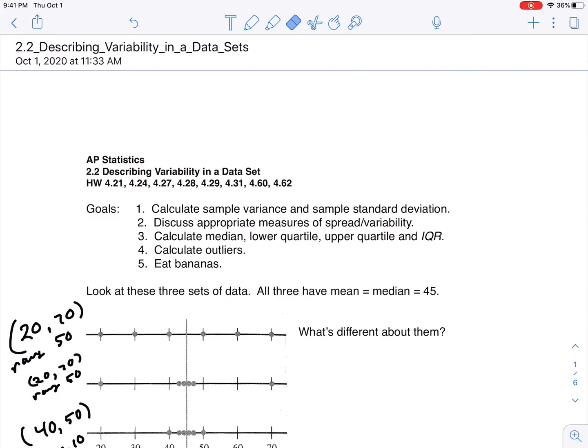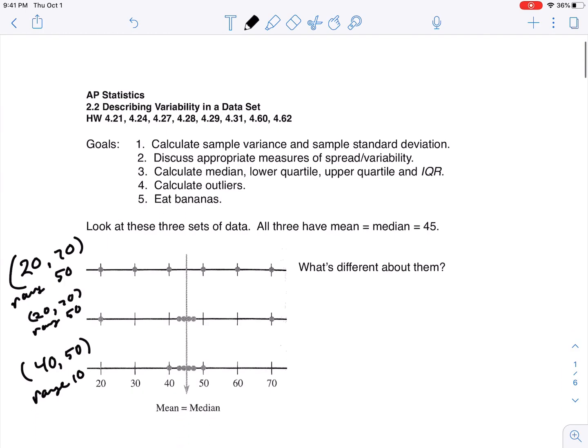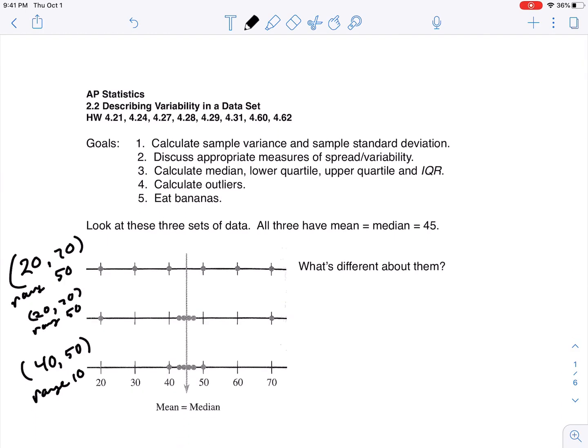We're looking at 2.2, Describing Variability. We've already done a lot of this stuff, but it bears repeating. Let's take a look at why we need to describe variability and do it in a little more detail than we have so far. So far, we've done a lot of standard deviation. That's what we're getting to today.